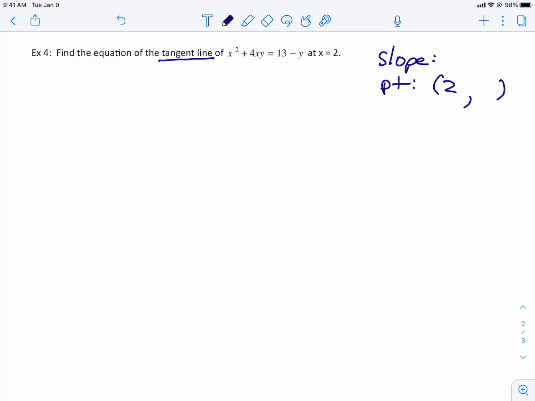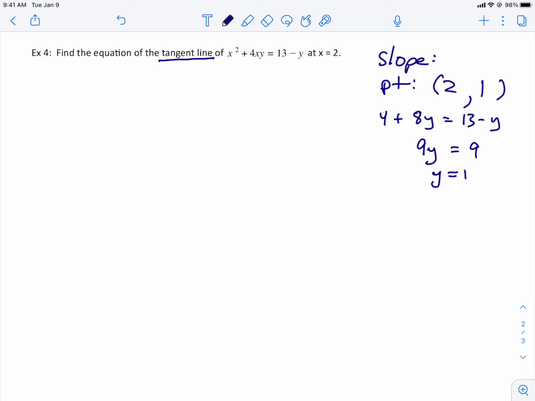I'm going to go ahead and plug into x, so that'll be 4 plus 8y, because that's 4x, so that's where I'm getting 8y from, is equal to 13 minus y. And so if I move some things around, I get 9y on the left-hand side, and it looks like I get 9 on the right-hand side. So y is just 1. So there's my point. And now I need to find the slope.